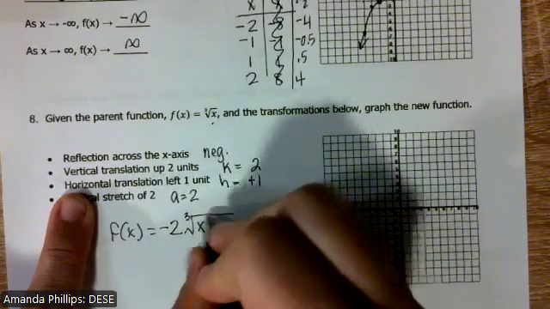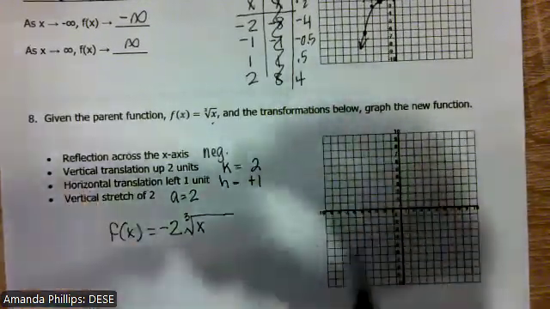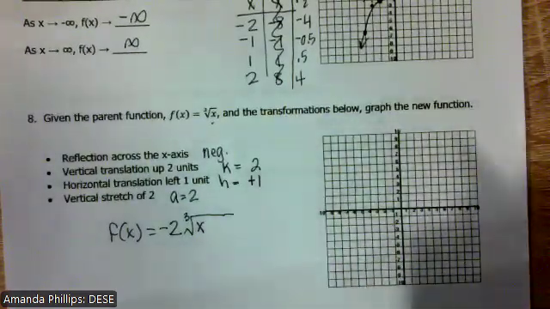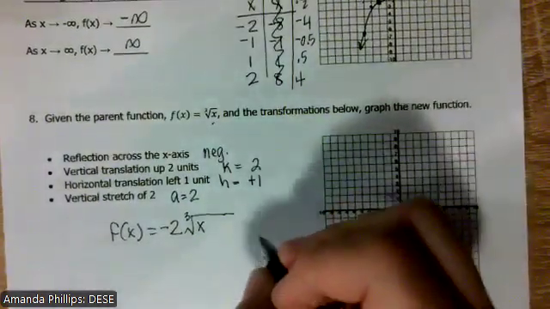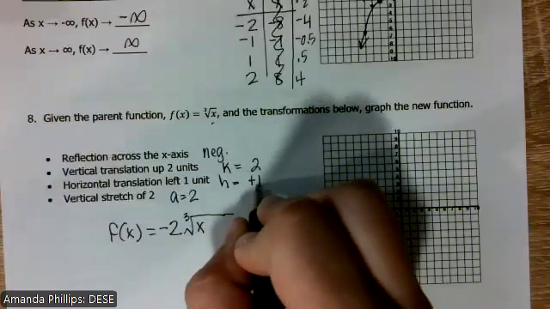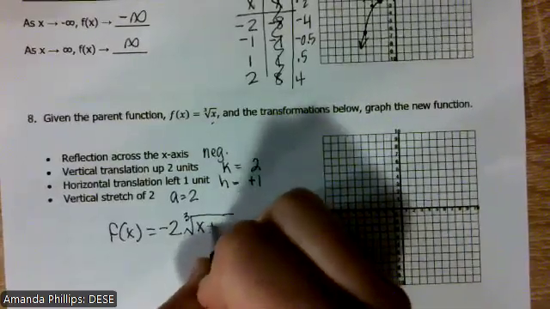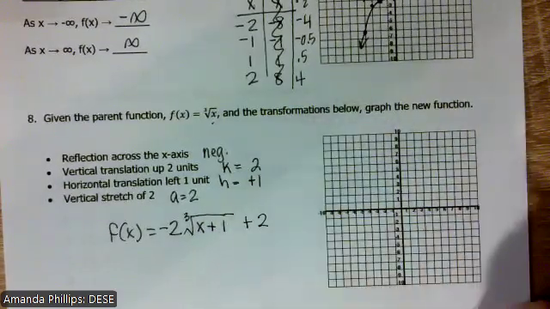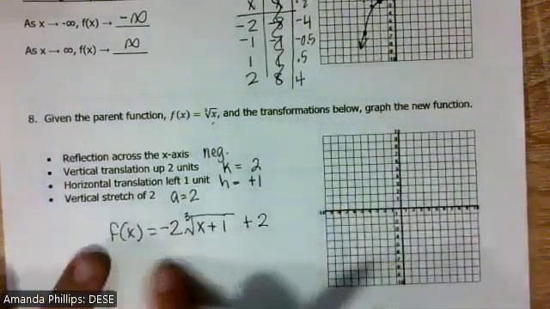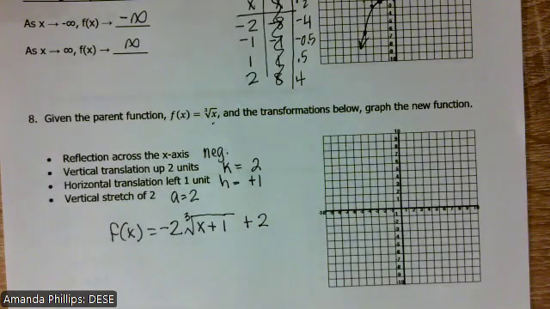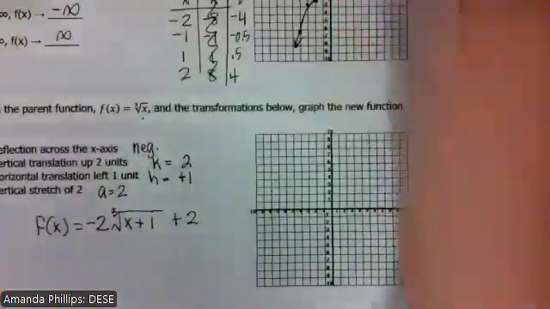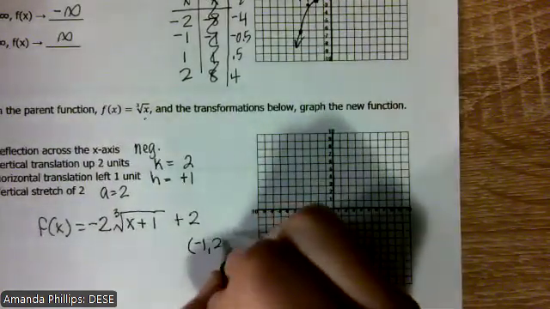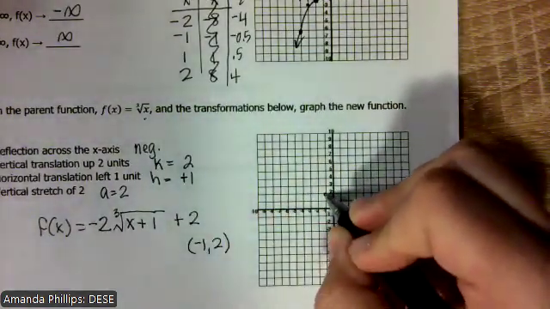And I know that the h is always associated with the x, whether it's inside the parentheses for a quadratic or whether it's under the radical sign for a root function. So we said h was plus 1, so we're going to say plus 1. And then we say k is 2 because it tells the truth. So here's the function, okay? And then we're going to graph it. So I know that my starting point is negative 1, 2.